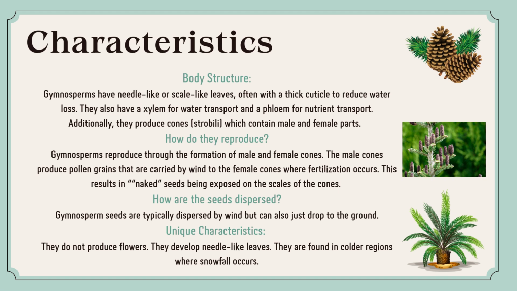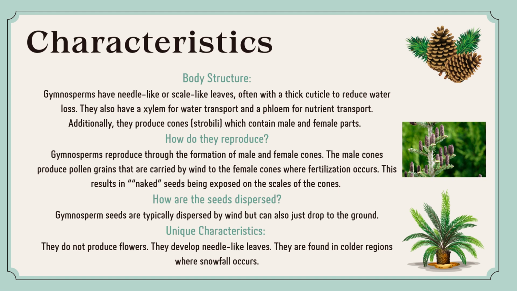How do they reproduce? Gymnosperms reproduce through the formation of male and female cones. The male cones produce pollen grains that are carried by the wind to the female cones, where fertilization then occurs. This results in naked seeds being exposed on the scales of the cones. How are the seeds dispersed? Gymnosperm seeds are typically dispersed through wind, but they can also just drop to the ground.